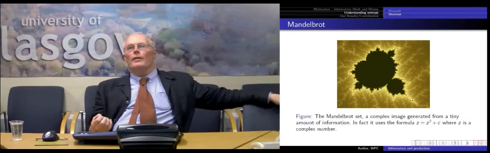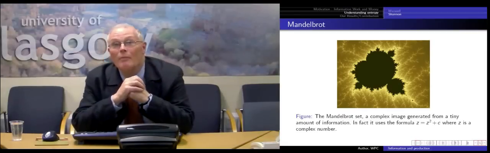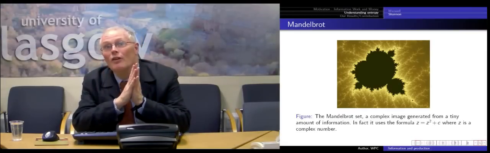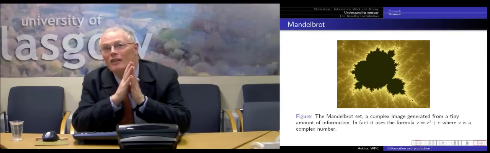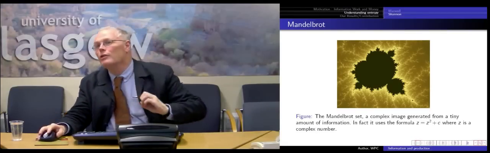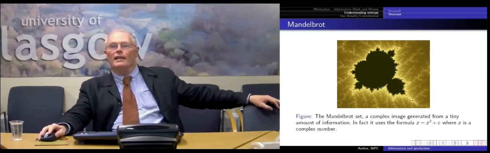Here's an example. That's the Mandelbrot set. You're probably all familiar with it. It's a very detailed picture, but on Chaitin's theory, although that's a very detailed picture, it contains very little information because there's a very tiny mathematical formula. Z equals Z squared plus C generates that entire picture.